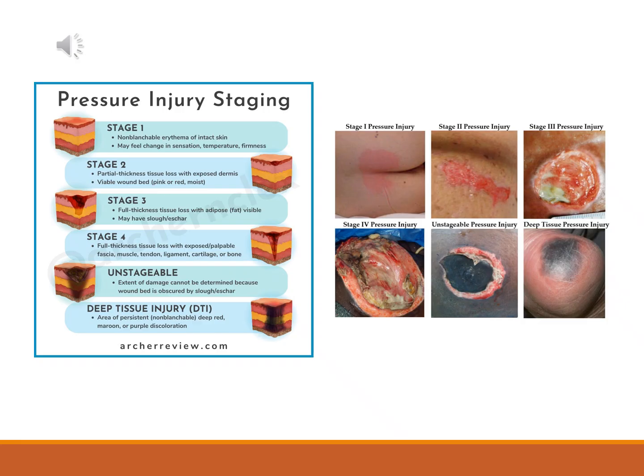So those are your injury stagings. Stage 1 is non-blanchable, closed, and red. Stage 2 is open skin, but just that outer dermal layer. Stage 3 has exposure of the subcutaneous or fat layer of the skin. Stage 4 has deep thickness, and we do see adipose tissue, muscle, tendon, and bone in those stages. An unstageable injury is covered with eschar or slough so that we cannot see the wound bed, and the deep tissue injury is oftentimes closed with a deep purple or maroon red discoloration.